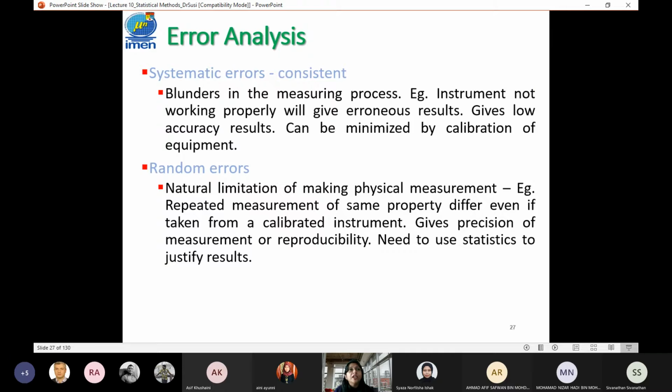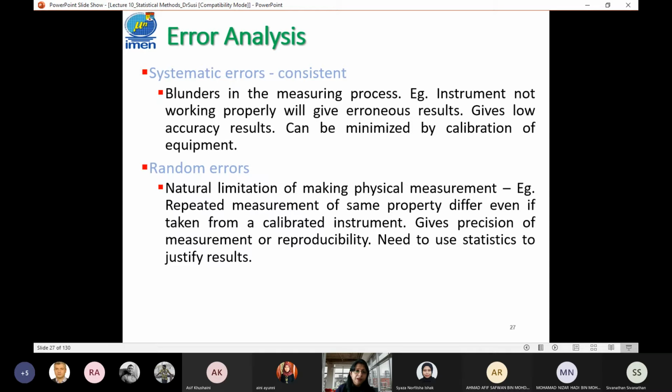Okay, error analysis. If you're working with equipment, you must be aware of systematic errors, which are consistent. Blunders in the measuring process, when you're measuring your voltage or your current: if you're supposed to get 0.4 volts or 0.6 volts and all of a sudden you get 1.5 volts, you must be aware that it's a systematic error. Something is wrong somewhere. Perhaps your current is higher because there's something short somewhere.